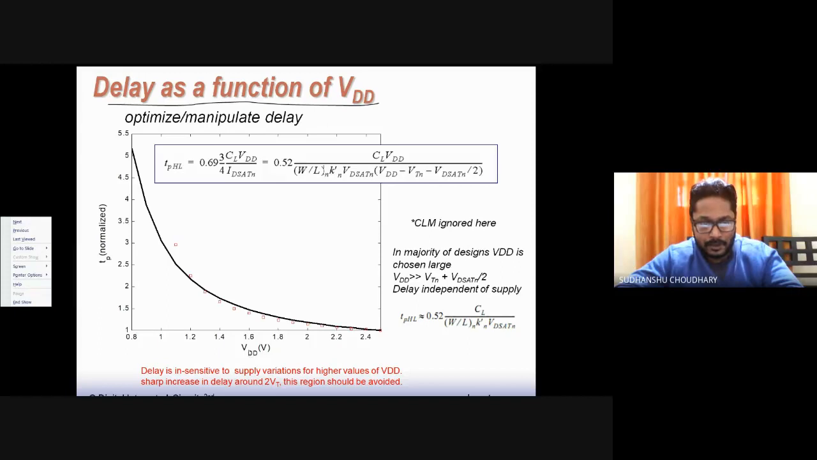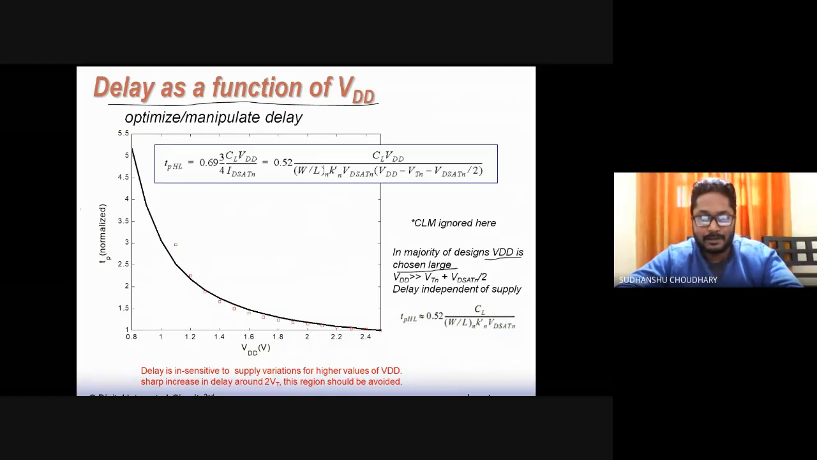So you see that when VDD is increasing, this is delay here, normalized values are there. The delay is coming down when you are increasing VDD. Simply try to increase VDD over here, and you will see this TPHL value will come down. Now, in the majority of the designs, you will see that VDD is chosen large.